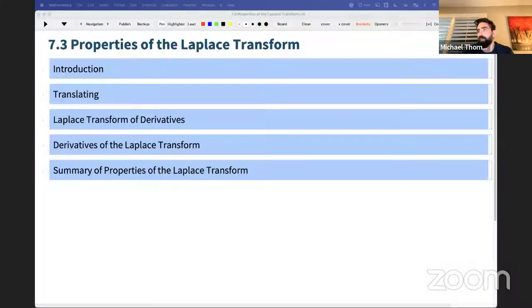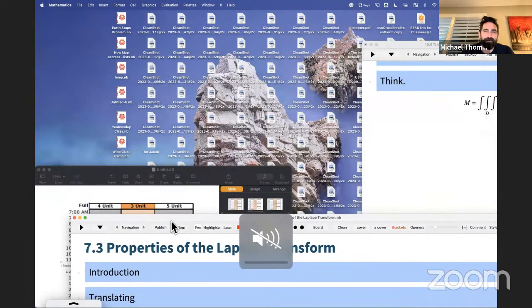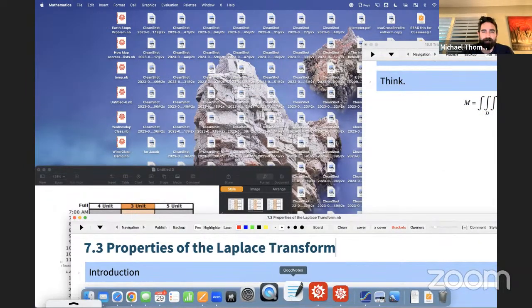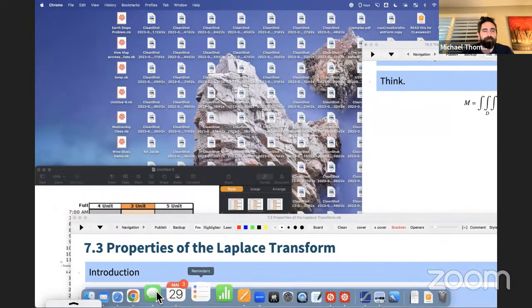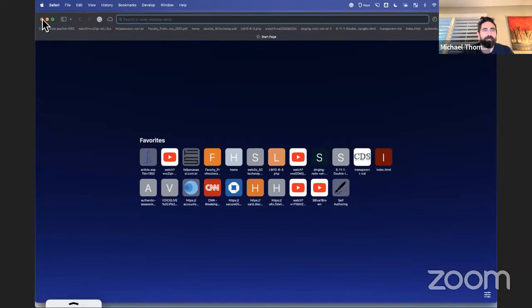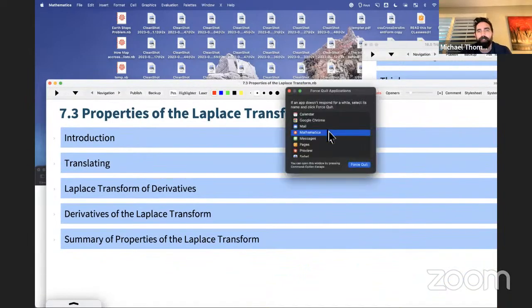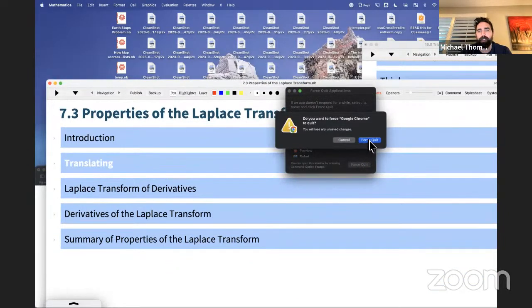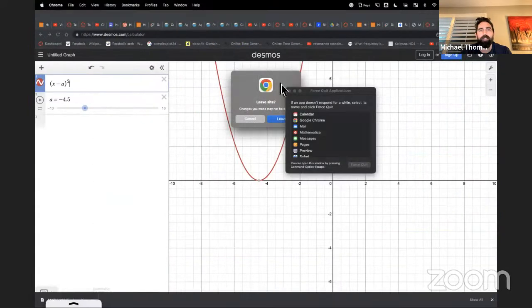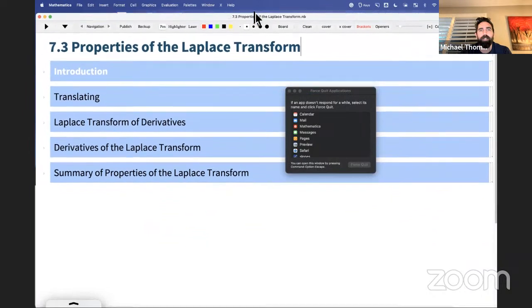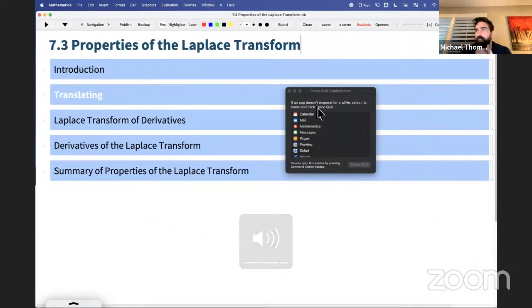All right. You guys see my screen okay? Okay. All right. Where is it? Okay. Hopefully that worked.